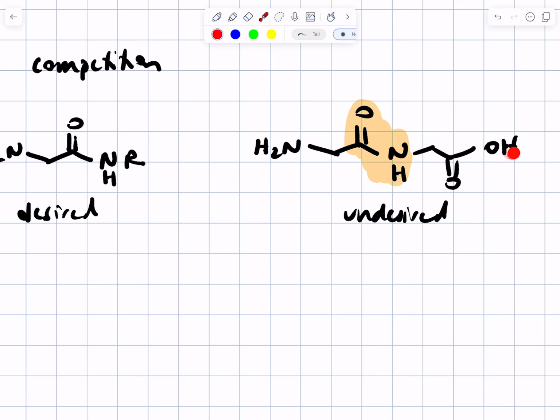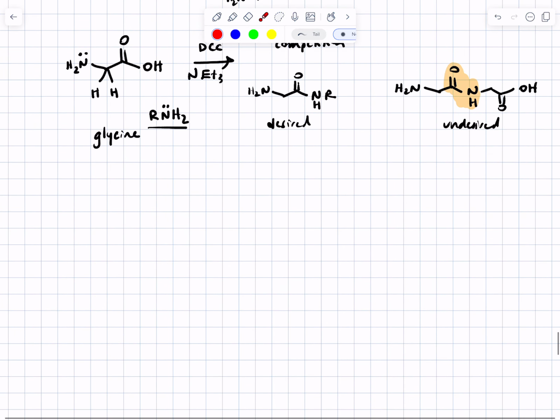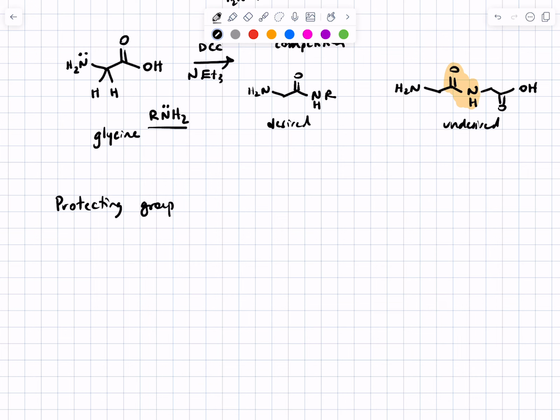Imagine if this was a leaving group and this nitrogen attacked it, you could start making rings. It's kind of uncontrolled, right? So we need a way to prevent undesired side reactions. And the strategy for dealing with this is going to be using protecting groups. And the goal here is to avoid undesired amide bond formation.